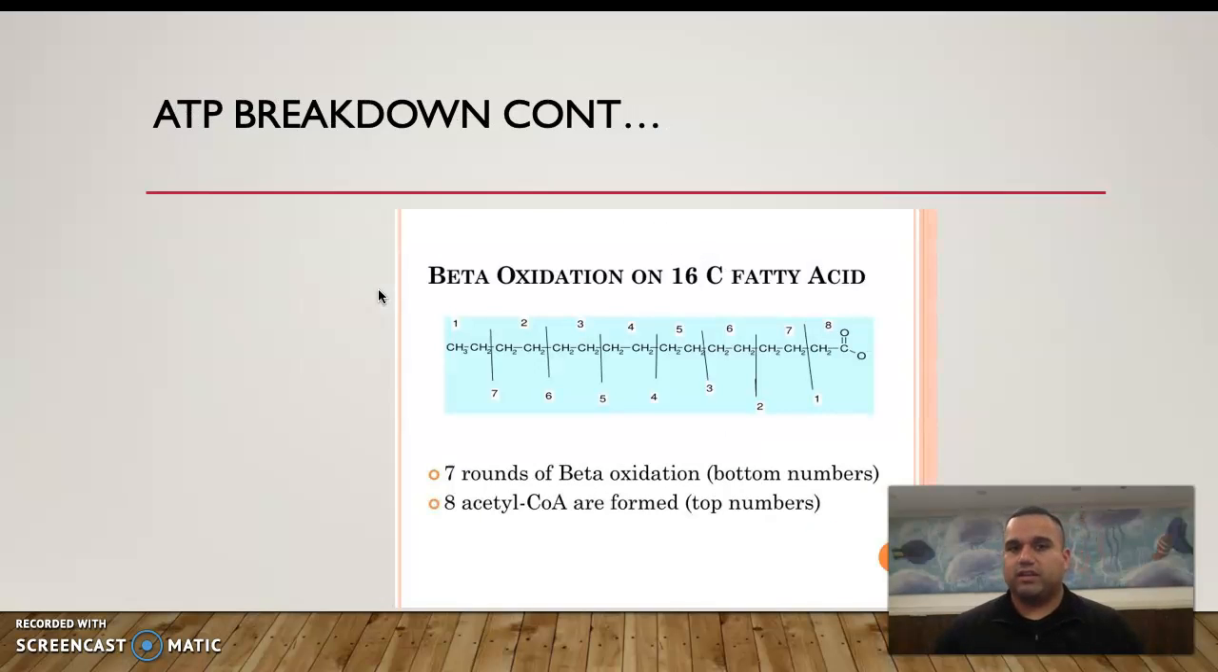Basically, the breakdown of palmitic acid, or in this case, the creation of ATP from the fatty acid, palmitic acid, goes through 7 rounds of beta oxidation and 8 rounds of acetyl-CoA are formed. The top numbers here, so you can see the bottom numbers and the top numbers of that.